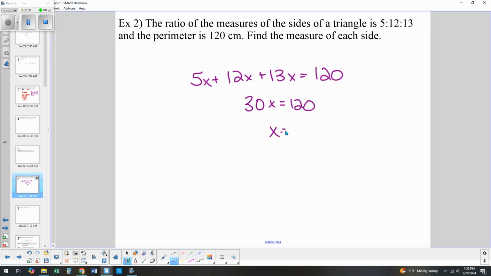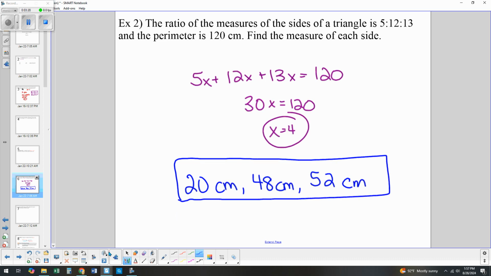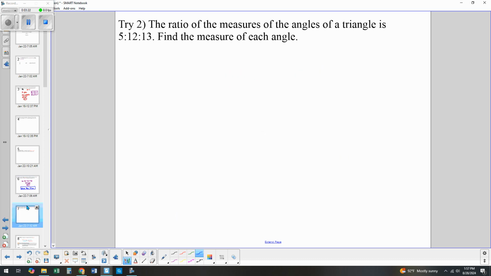So x is 4. And now if I put it back into each of these, 5 times 4 is 20, and our units are centimeters. 12 times 4 is 48, and 13 times 4 is 52. So those are the side lengths of my triangle. So for try 2, you're dealing with the angles of a triangle. Pause if you'd like. Answers are posted online.